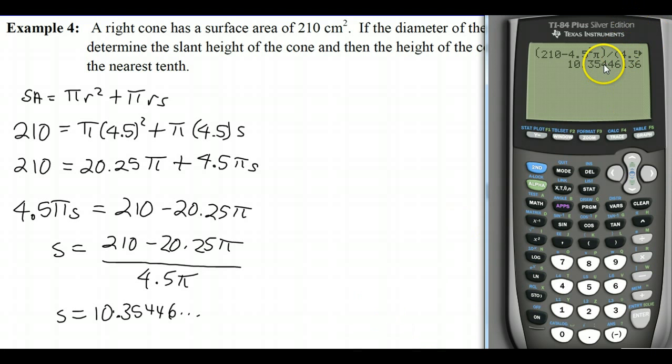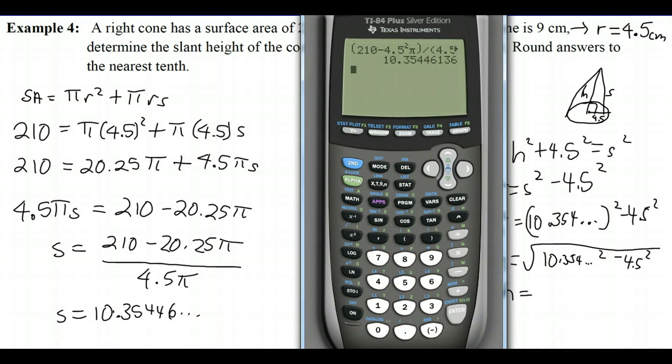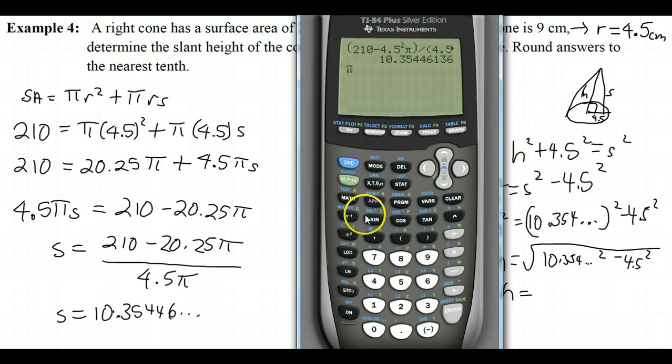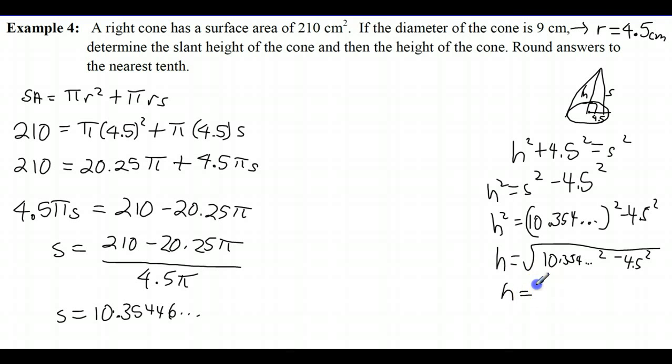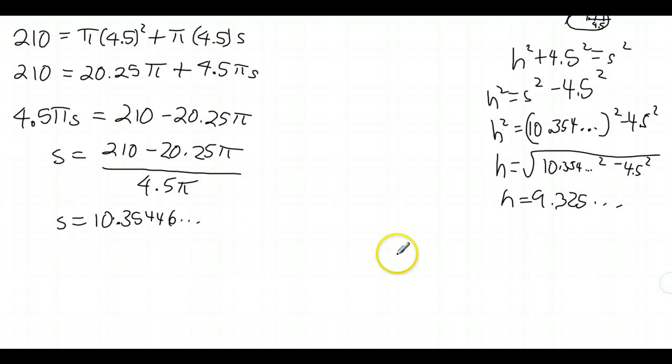We have the number sitting here, right? We want to take the square root, so second function, root. I need this number squared, so I'm going to go second function, answer. So it's going to bring down that number squared minus 4.5 squared, right? All under the radical sign. And there's h, 9.325... dot, dot, dot. And so now we can give our values.